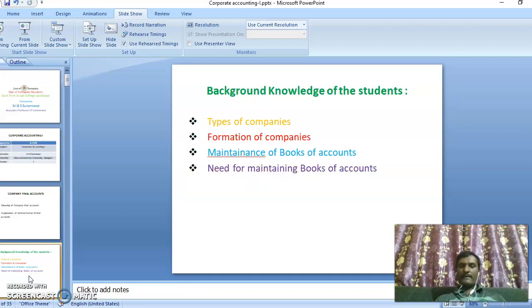So friends, in order to understand the meaning of company final accounts and the vertical format of final accounts, it is quite essential for all the students to have background knowledge. The background knowledge required is that the student should know the types of companies, formation of companies, maintenance of books of accounts, and the need for maintaining books of accounts. These things will be known by the student during his previous studies.